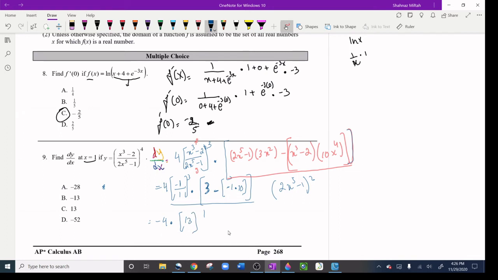Multiply these together, it's going to give me negative 52. And that's what the answer is, D.